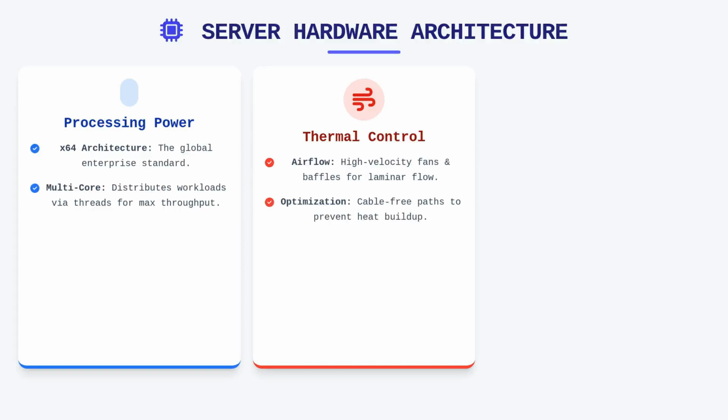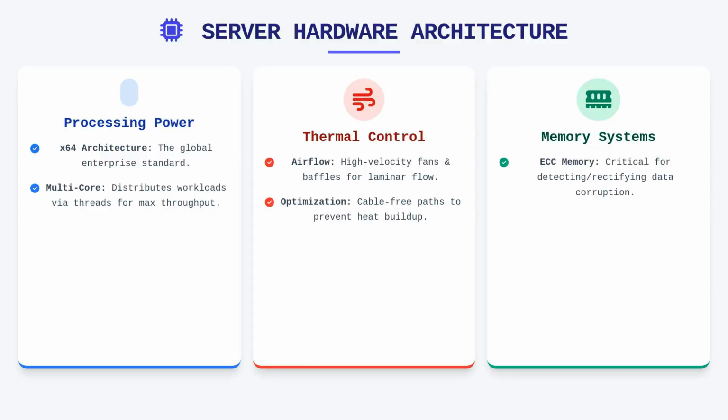cabling or damaged components. Memory selection is equally critical to stability, particularly with the transition from DDR4 to the higher bandwidth DDR5 architecture. Enterprise environments exclusively require error correction code, or ECC, memory to detect and rectify common data corruption incidents. Multi-channel memory configurations further enhance performance by allowing the processor to access multiple memory modules simultaneously, effectively increasing the available bandwidth.